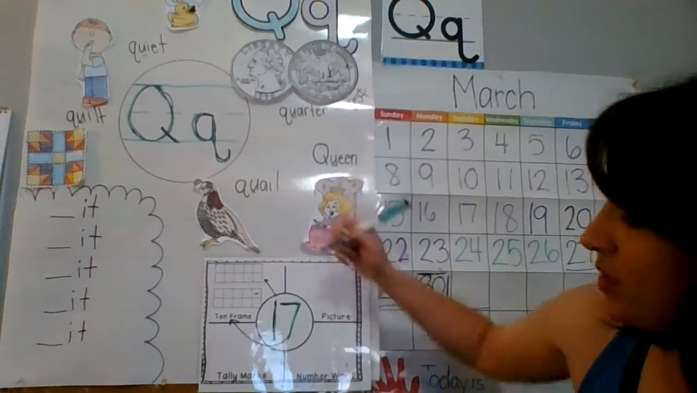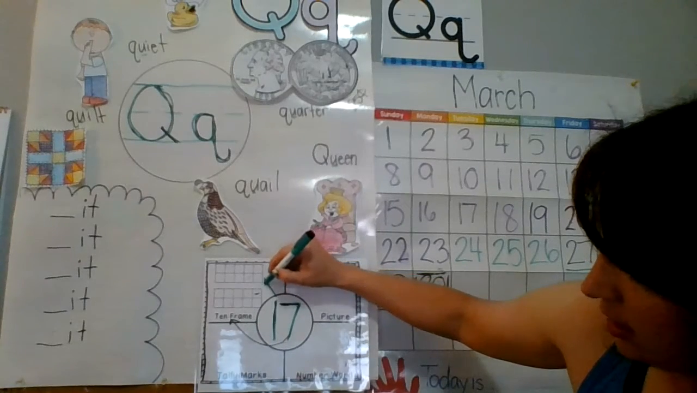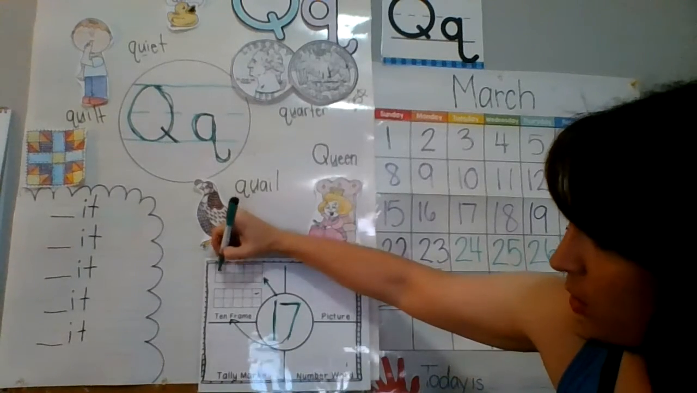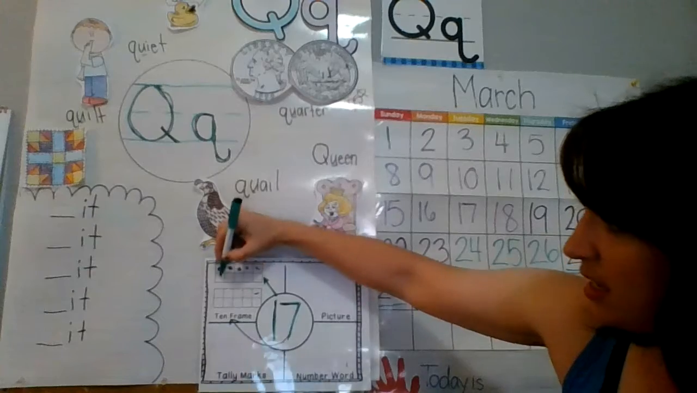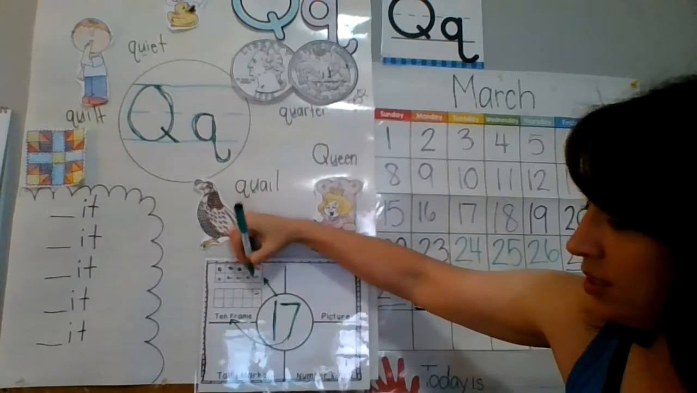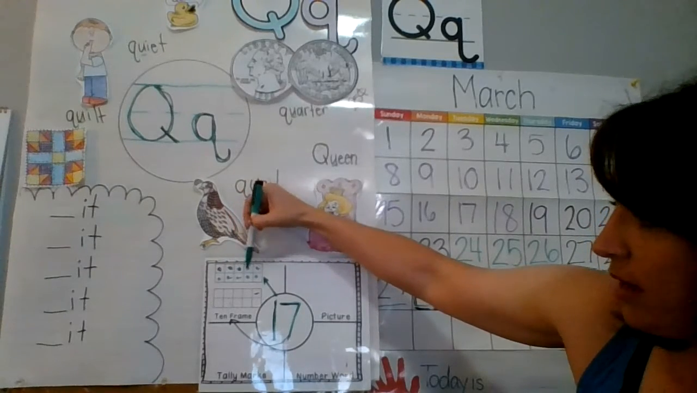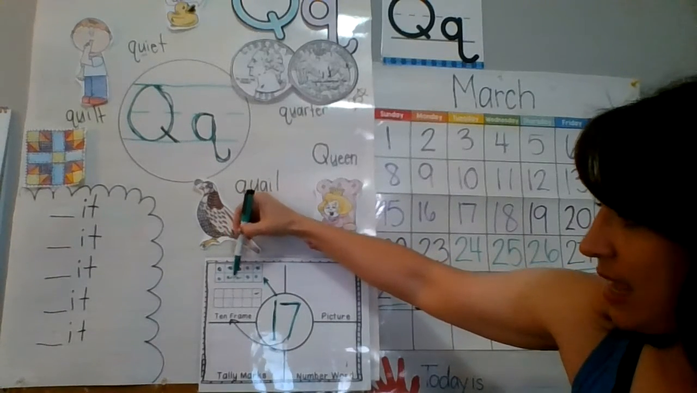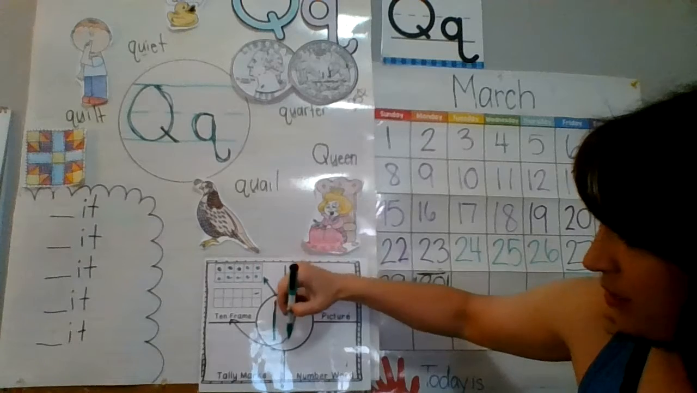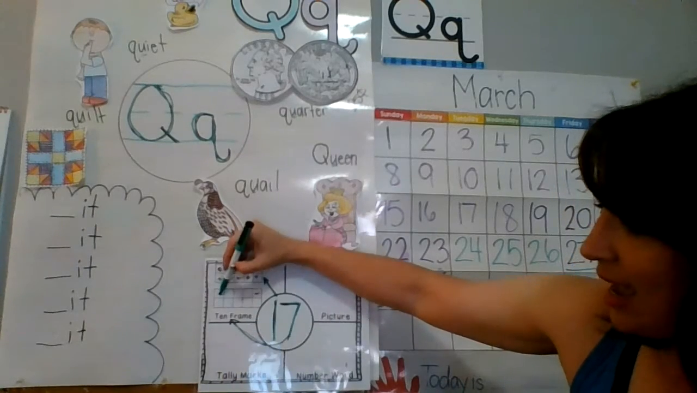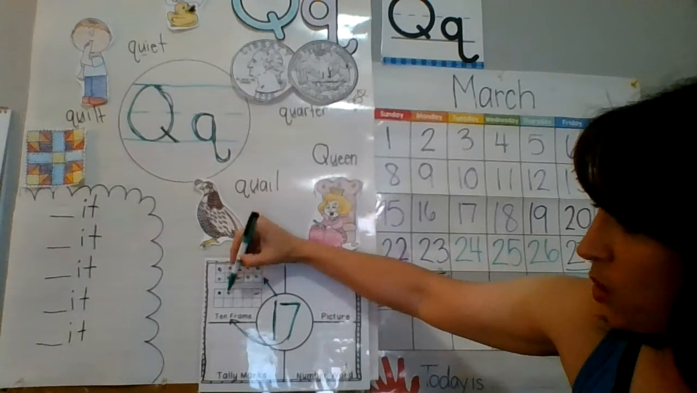Now, in our classroom, we've been talking about this 1 is showing me that this whole tens frame is full. And we know a tens frame has how many? 10. Let's make sure. 1, 2, 3, 4, 5, 6, 7, 8, 9, 10. Well, this 7 is showing me down here, I need 7 more pieces.